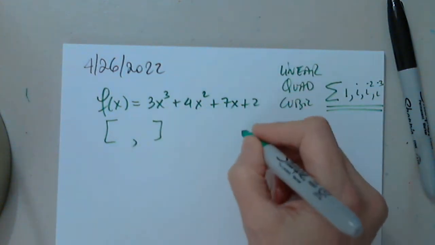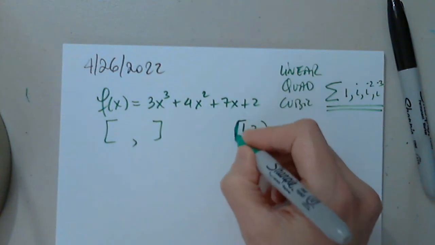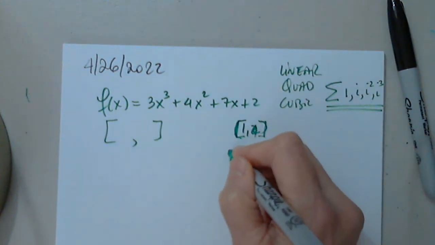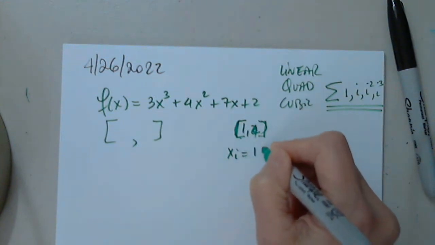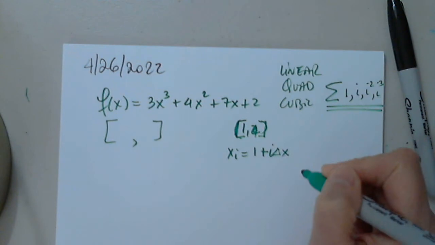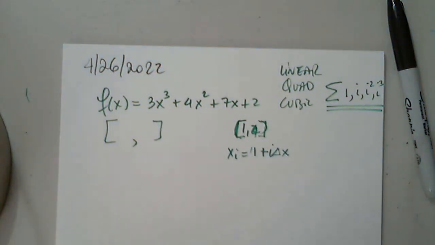Okay, so, but if you had said, for example, 1 to 2, I'm sorry, of course, closed. If you had said 1 to 2, or let's say 1 to 4, then I would have had xi as 1 plus i delta x. And then imagine when I have to take this to the third power. Not difficult, but it will take a while.